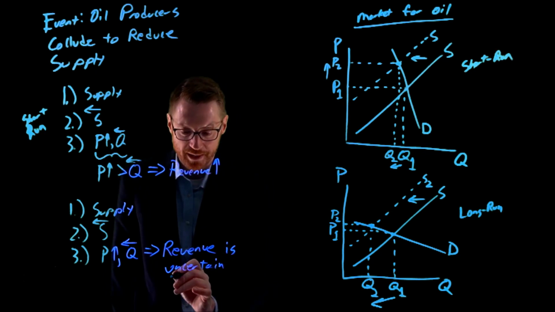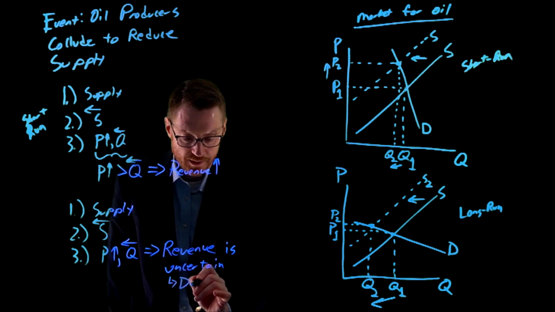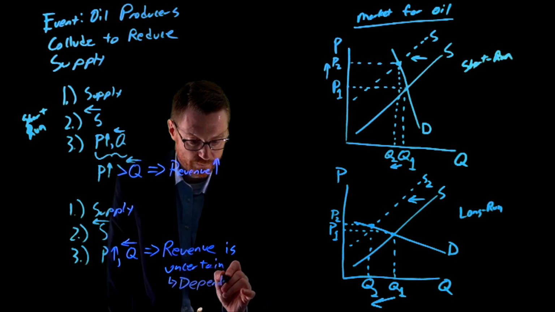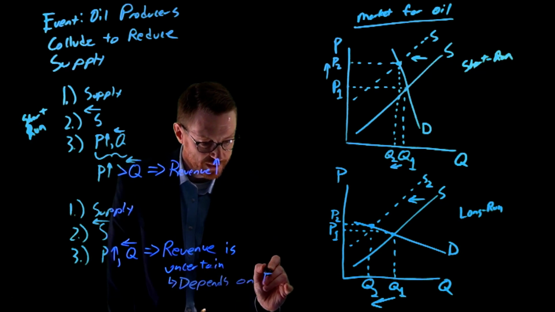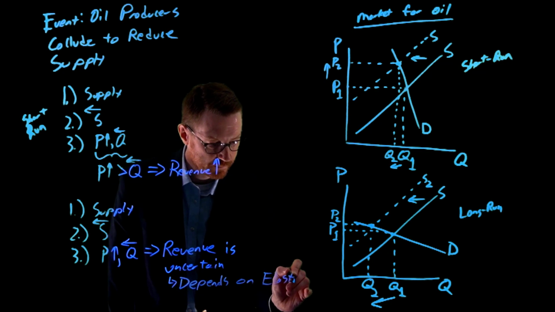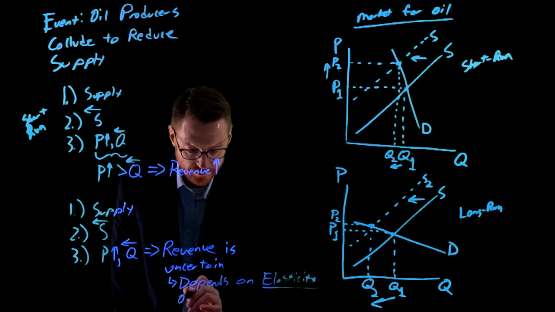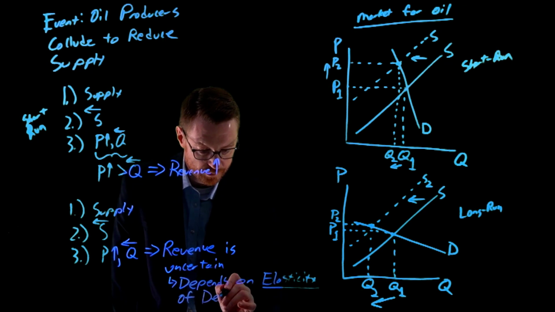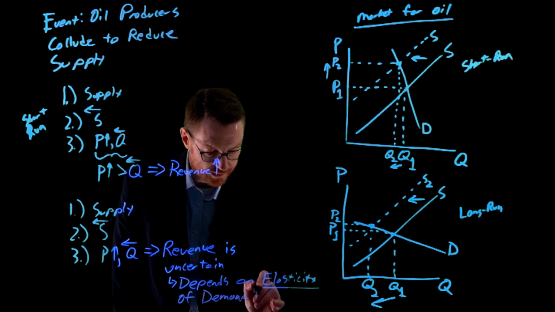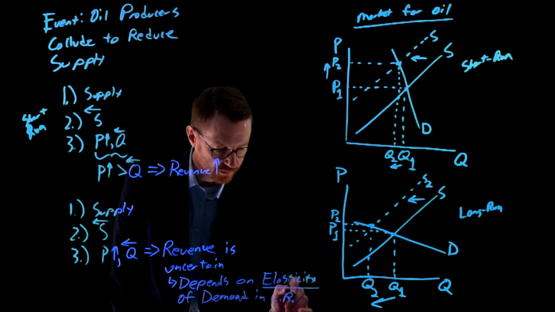So revenue is uncertain, and what does it depend on? It depends on the elasticity of demand in the long run.